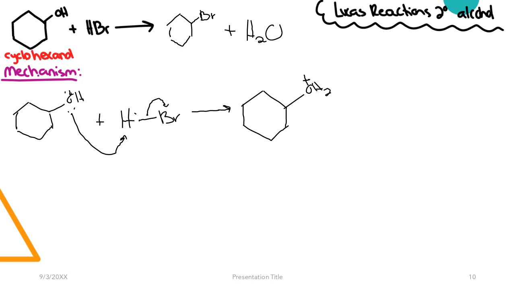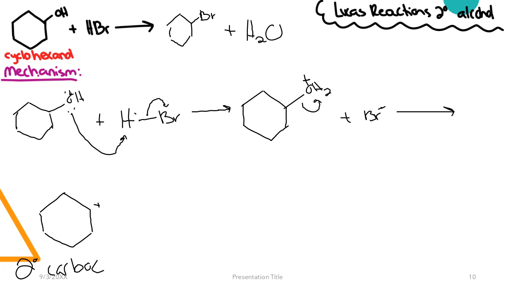Okay, so I added that hydrogen to that oxygen. So now my oxygen has a positive charge, which means it's a good leaving group now. This will break, and I also have my bromine anion right there. So when that water breaks off, I have a carbocation formed, and this would be secondary. And then my bromine anion is just going to come attack that positively charged carbon. Just put my two there.